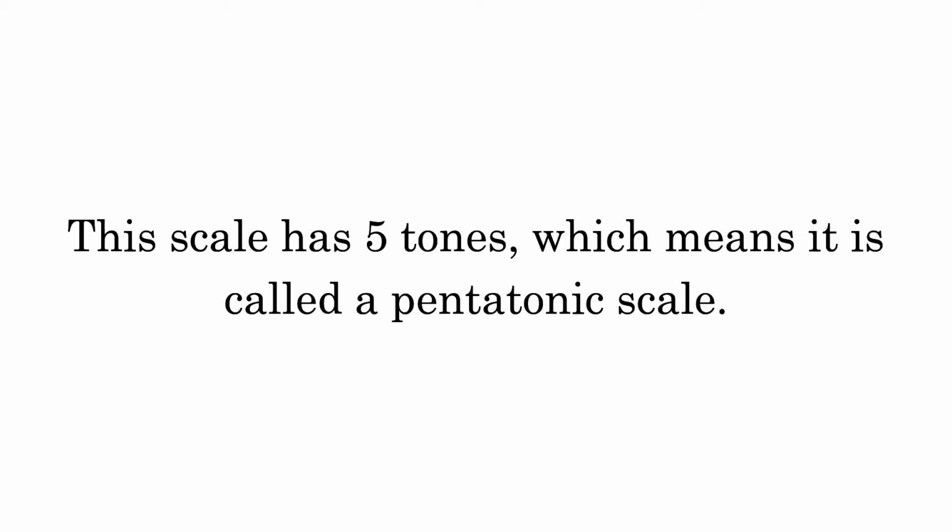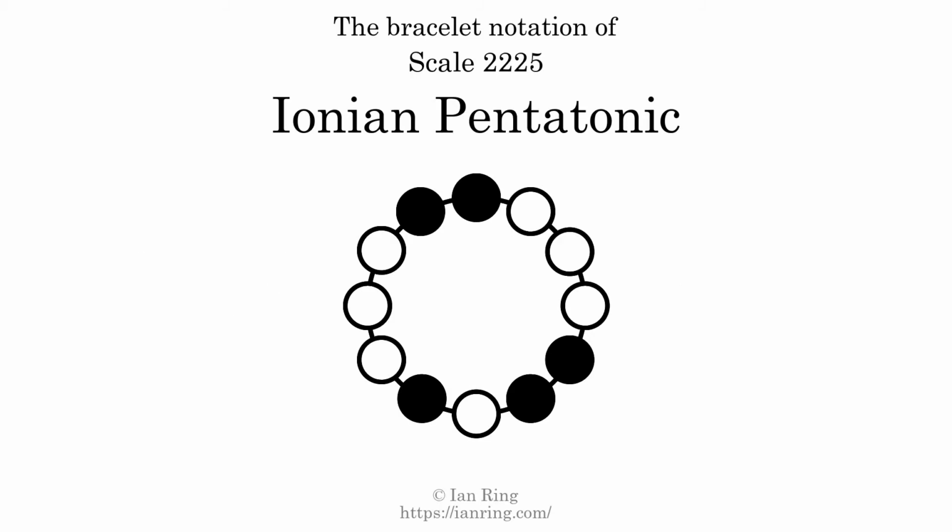This scale has 5 tones, which means it is called a pentatonic scale. This is a bracelet notation diagram of scale 2225. The shaded circles represent tones that appear in the scale, and they are read clockwise, starting at the top.